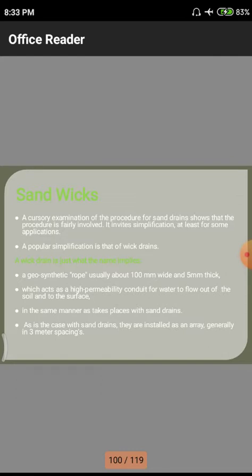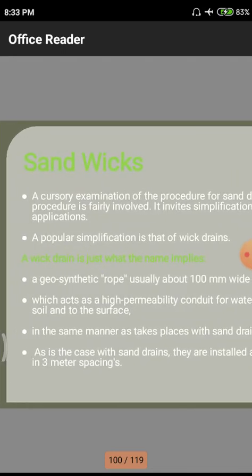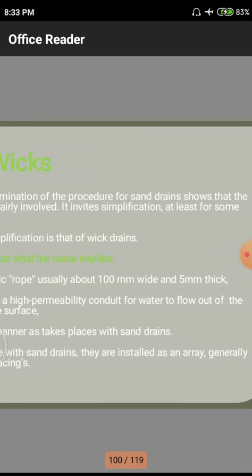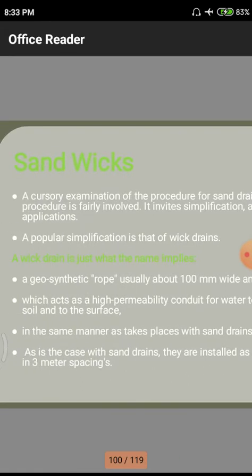First, what does the name imply for sand drains? A geosynthetic rope is usually 100 mm, which is simply 10 centimeters, since every centimeter has 10 mm. So it is a rope 10 centimeters wide with 5 mm thickness. It has high permeability, meaning it will absorb a huge amount of water and transmit it from one field to another. We have n number of drains.